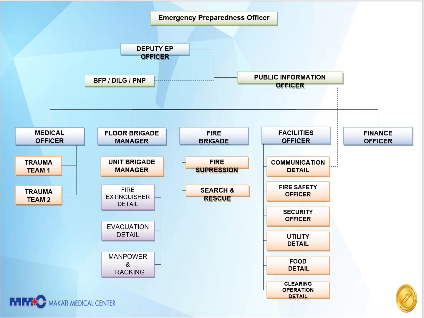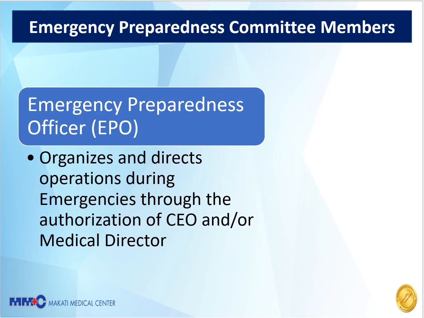This is the structure of the Emergency Preparedness Committee, which later on I will be discussing in detail. Emergency Preparedness Committee members starts with the Emergency Preparedness Officer or the EPO. The EPO organizes and directs operations during emergencies through the authorization of the CEO and/or the medical director. He or she suspends or reduces hospital services, announces general evacuation, and decides when to resume hospital services.